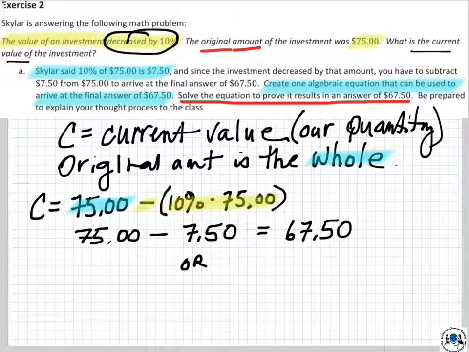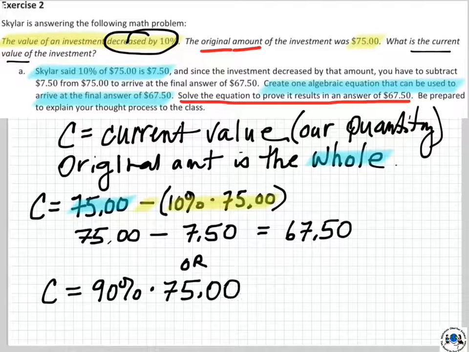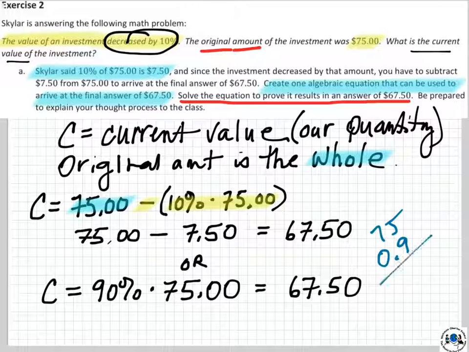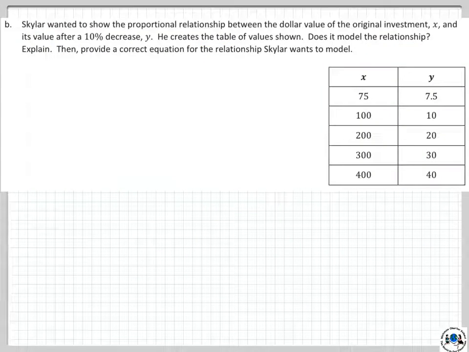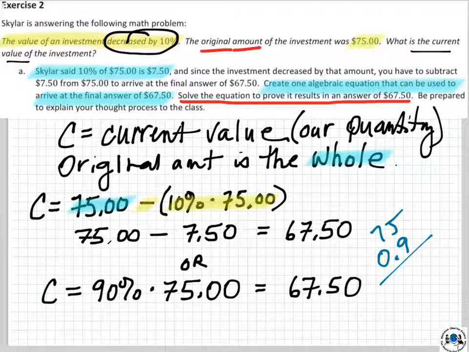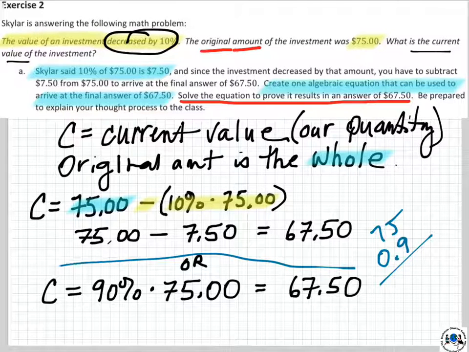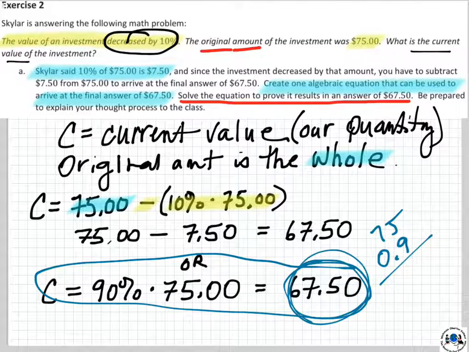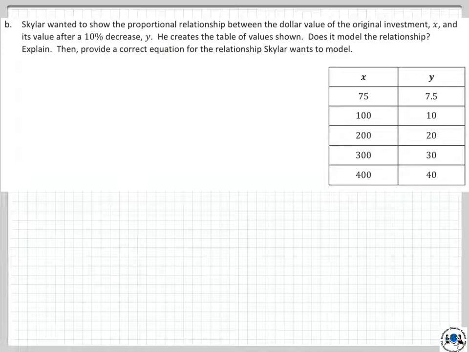We could also look at it as C equals 90% of 75, which equals 6750, which we could also, of course, write as 90%, which is 0.9, times 75, and just do our math that way. So a little bit quicker in that sense to go back and do it using the 90%. So yes, we've proved it with an equation. All right, here we go. So now we're sticking with Skylar.